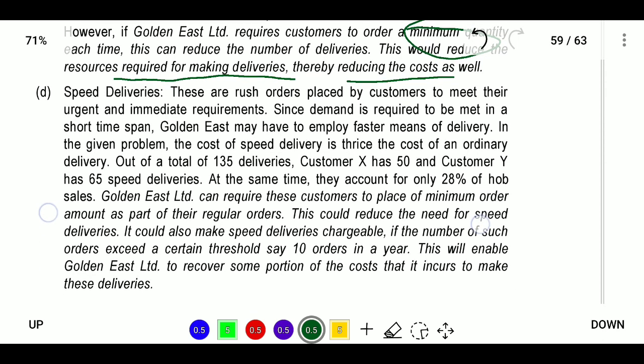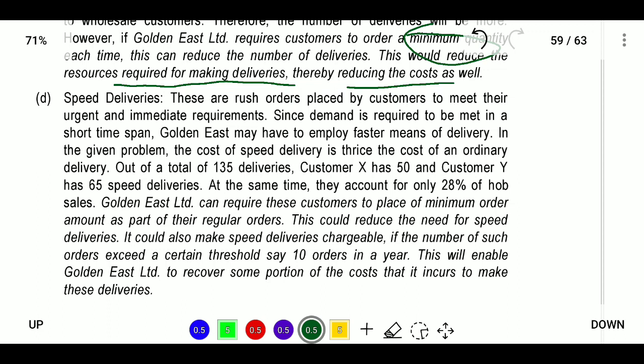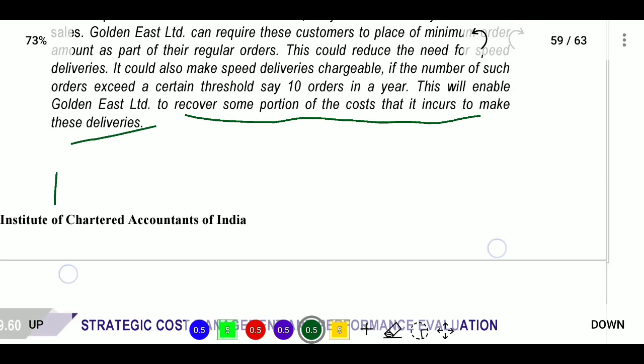Next, speed deliveries. Sometimes they are getting speed deliveries. Speed delivery means we will incur more cost. For incurring more cost, we will recover the same portion of cost. When we are incurring more, we will require to recover from that person only.